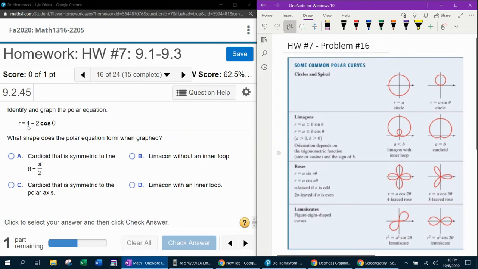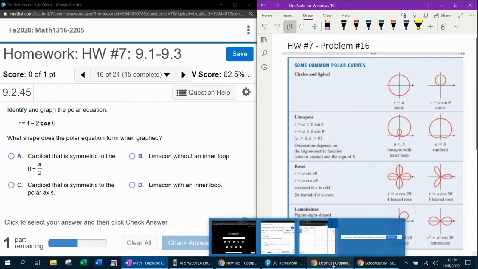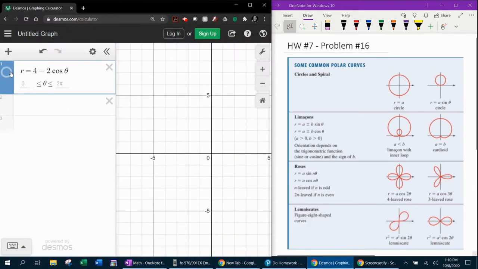I happen to know that these numbers, the A and the B, have to be equal for it to be a cardioid. So this is definitely going to be a limacon. I just need to determine if it's with an inner loop or without an inner loop. And so we're going to go to Desmos to help us figure that out. I've already got the equation input into Desmos. If I turn it on, we can see that it is a limacon without an inner loop.